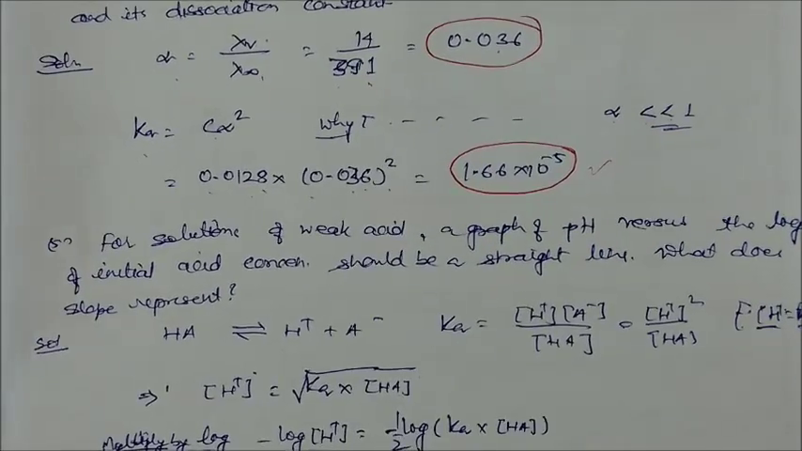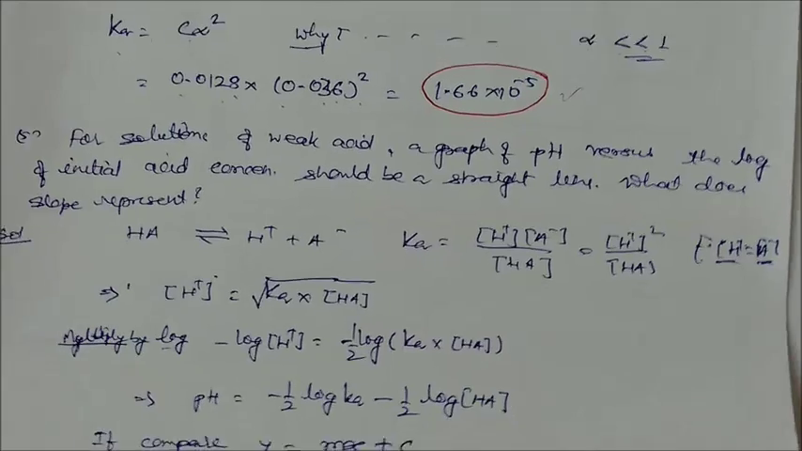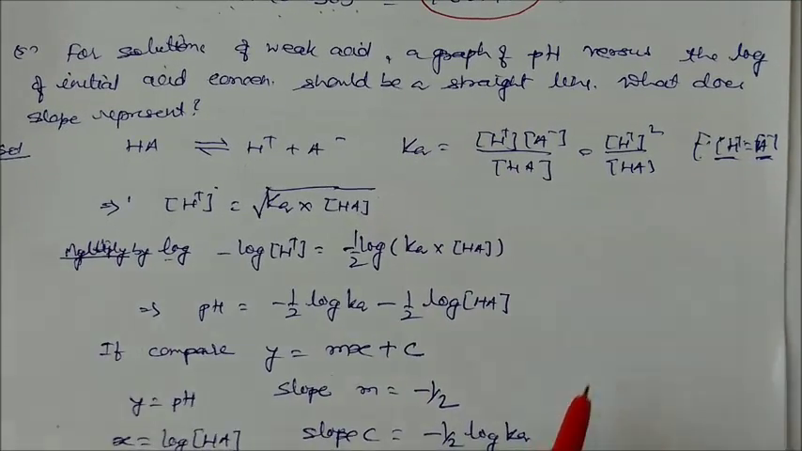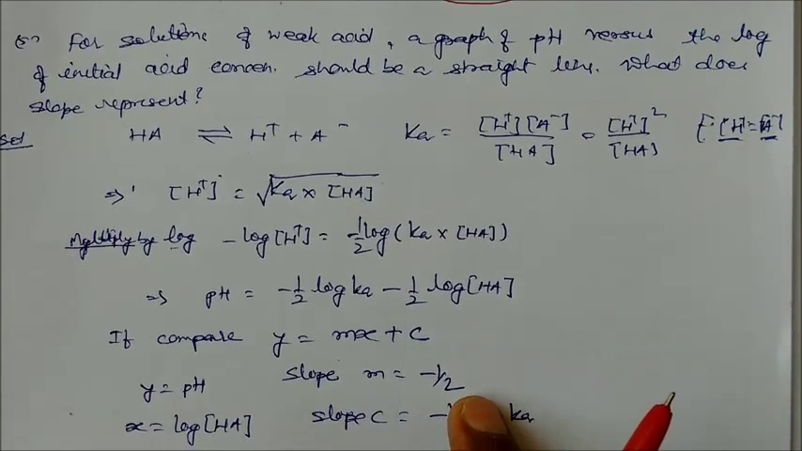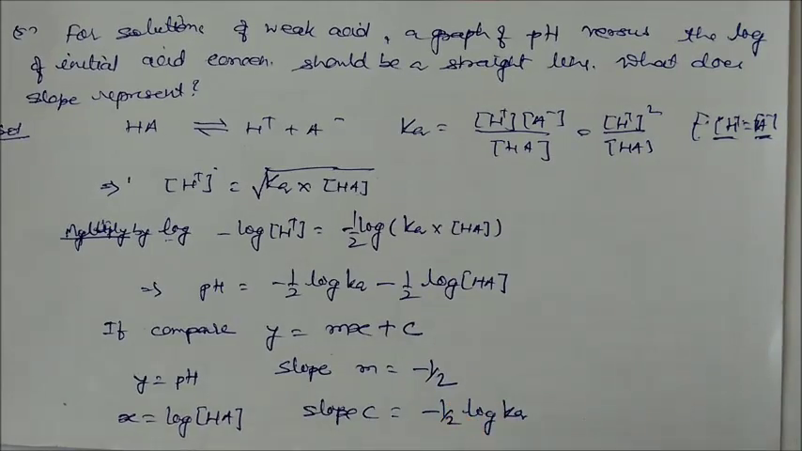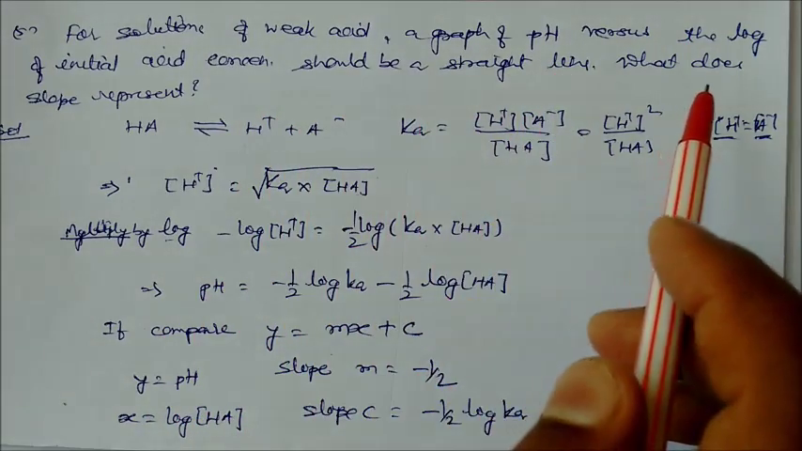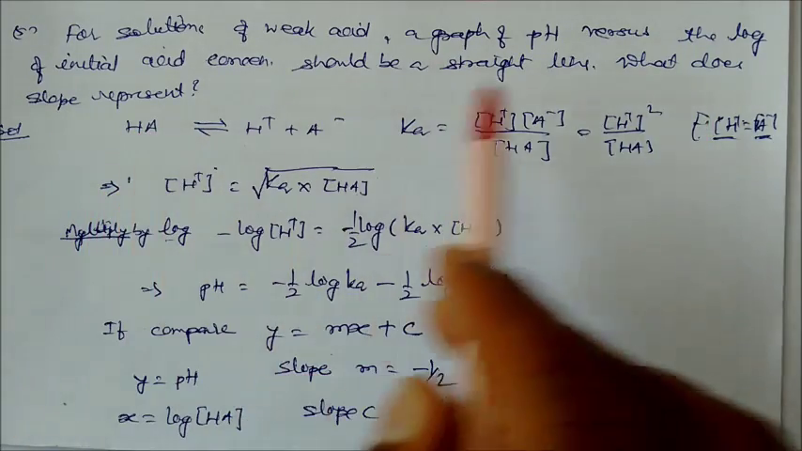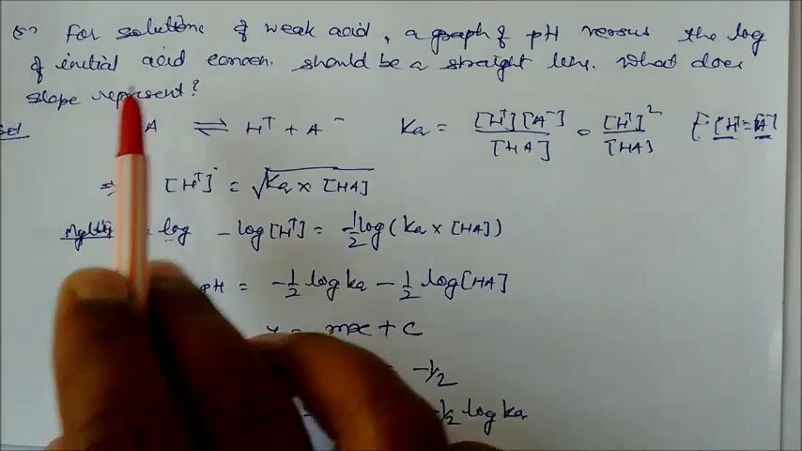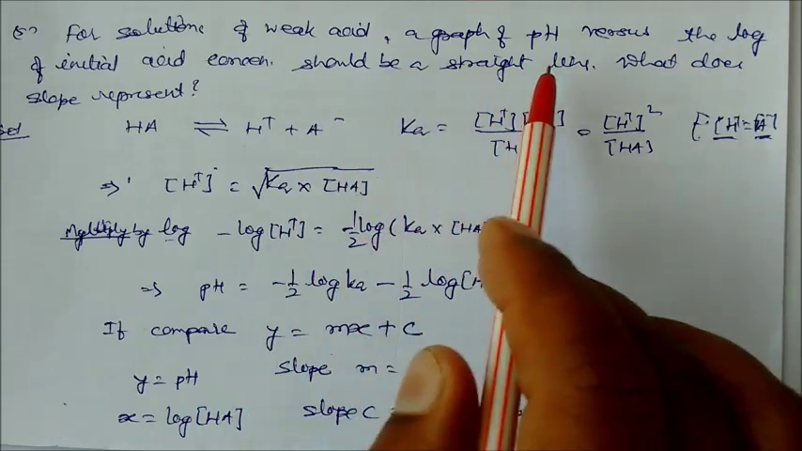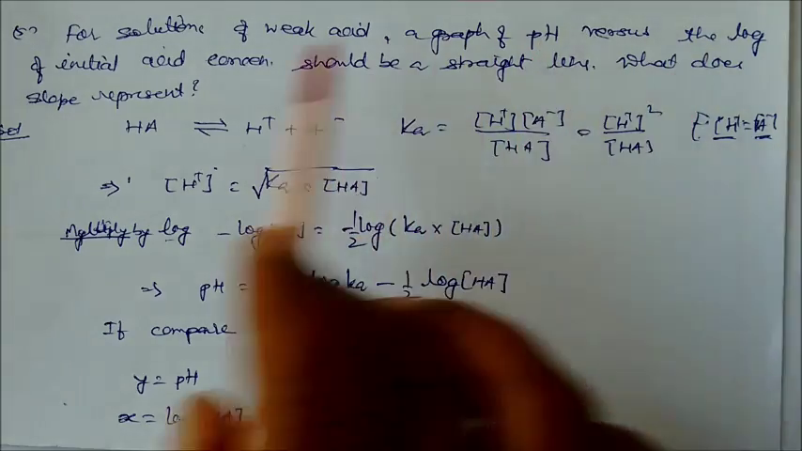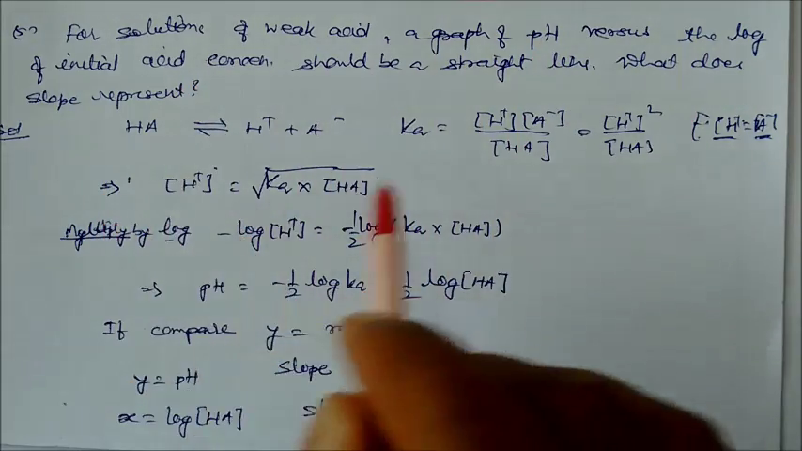Now, for a solution of a weak acid, a graph of pH versus the log of initial acid concentration should be a straight line. What does the slope represent? So this is pH versus log of initial concentration.